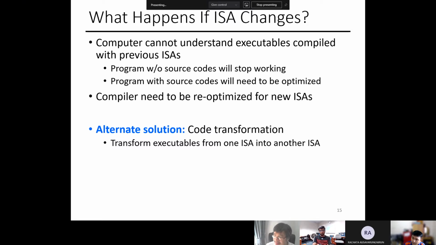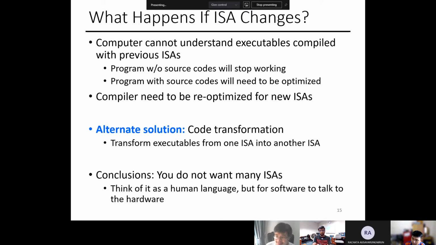So the alternate solution that Apple is doing is called code transformation. Basically, it transforms the binary of one ISA into another ISA so it runs. This can be annoying, to be honest, if you have a lot of ISAs. So in conclusion, if you don't want many ISAs, think of it as, okay, how many human languages are there? And how many are prominent, right? The reason why we all communicate in English is because we don't really want to switch languages. It's annoying, right?